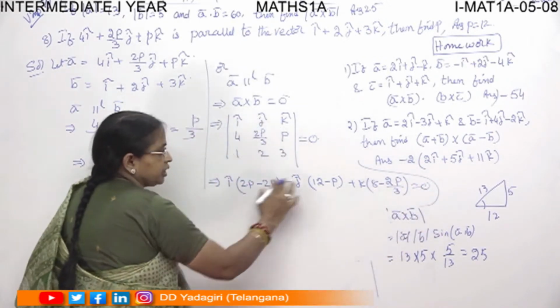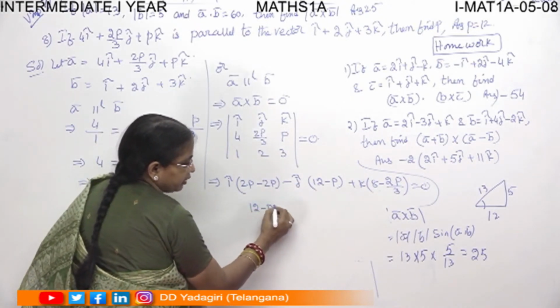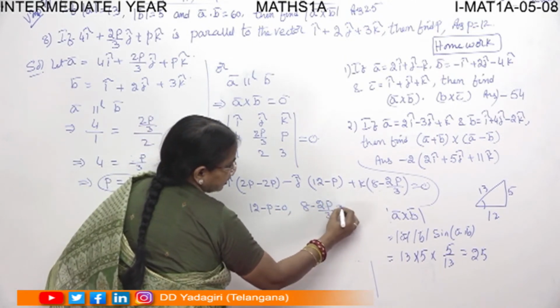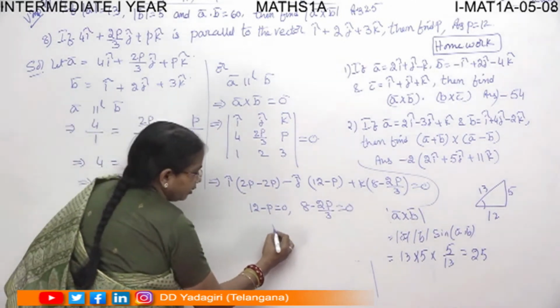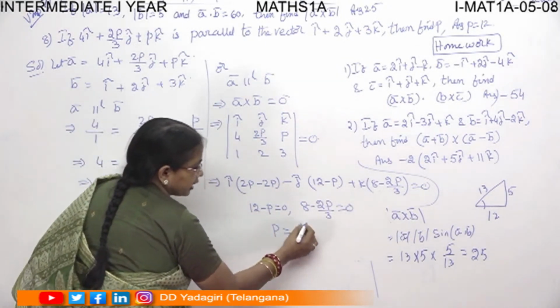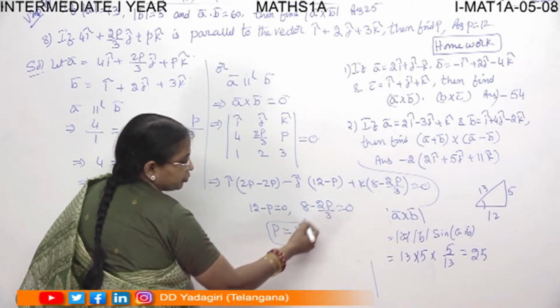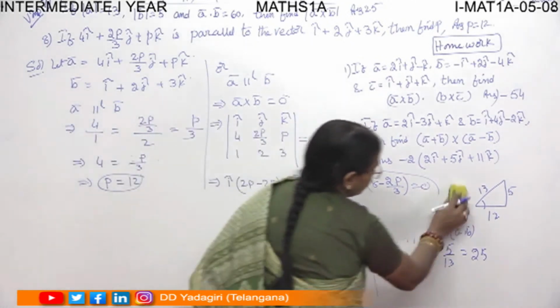So now equate each one to 0. This is already 0. So 12 minus p should be equal to 0, and then 8 minus 2p by 3 also is equal to 0. Any one you can take. So you will get p is equal to 12. In both the cases, you will get p is equal to 12. You can see 8 3s are 24, 2p, so p is equal to 12. So like this you can do the problem.